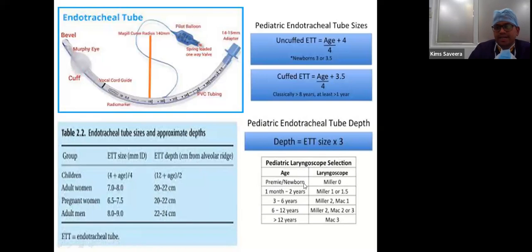In the pediatric age group, this is which laryngoscope we should select. For premature or newborn, Miller size 0. For 1 month to 2 years, Miller size 1 or 2. From 3 to 6 years, Miller size 3 or Macintosh size 1. For 6 to 12 years, Miller 2 or Macintosh 2 blade. For greater than 12 years, we can use Macintosh blade size 3.